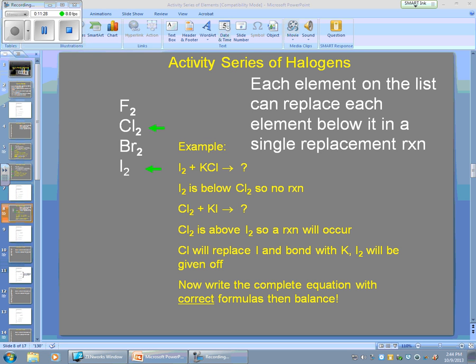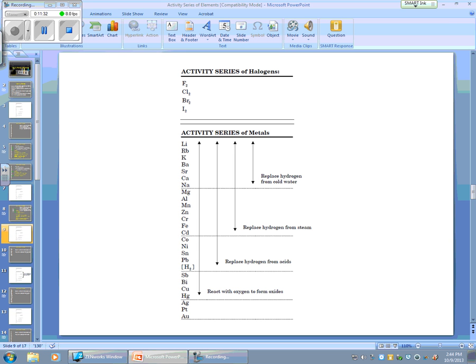So now let's look at some of this other stuff I've completely ignored until now. All these lines that you see on that activity series of the metals. Really, you can kind of look at those as brackets. Anything from this line, sodium, up, has to deal with this statement right here. Any of these elements can replace hydrogen from cold water.